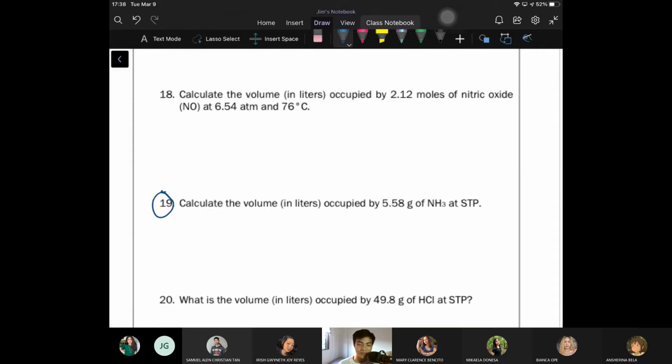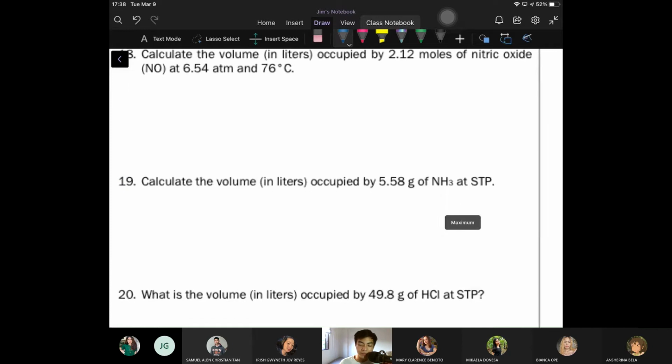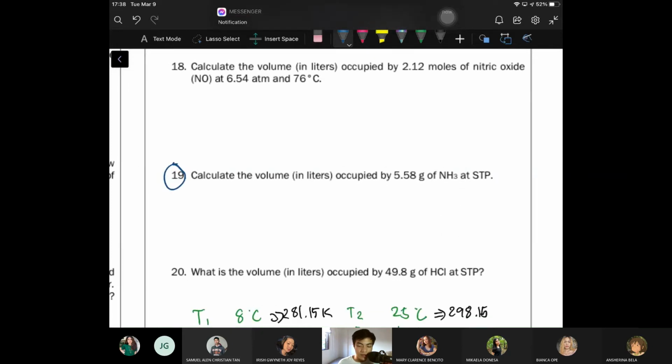Paano kaya to? Okay. So paano to? Dali lang. Okay. So once given sa inyo yung amount ng gas, pag given na yung mass ng gas, gagamitin nyo na yung ideal gas law. Okay? So ano yung ideal gas law? PV equals nRT. Okay. So let's look at this equation. Kailangan alam mo yung pressure, alam mo yung volume, alam mo yung moles, alam mo yung temperature, and yung R is constant. We already know that.